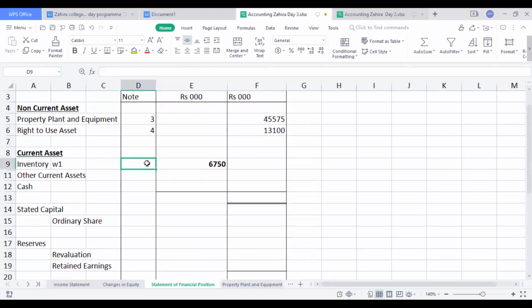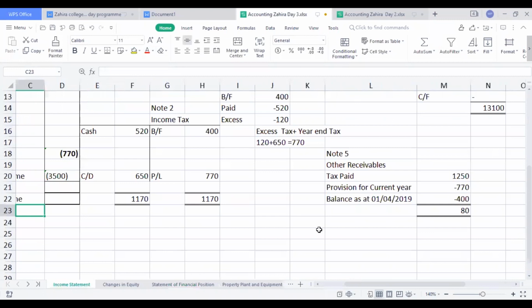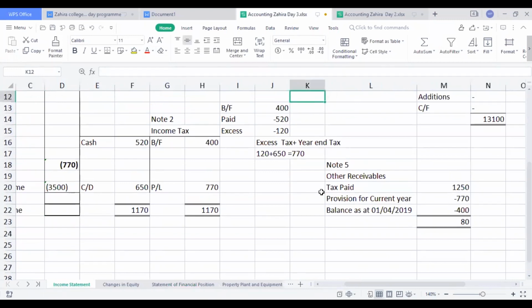I taught you some sort of magic box, other current, other receivables. Note number 5. So how much? 80. So I recorded that also. Just have a look on what I have done. Take 1 minute and do it fast. Now you might have doubts, right, guys? Ask me, I'll explain you why.